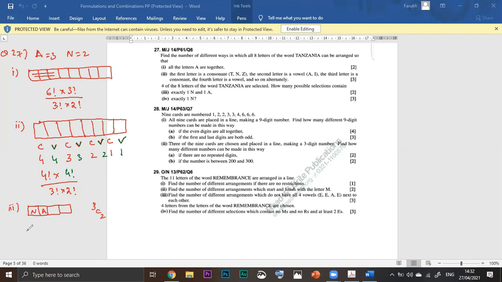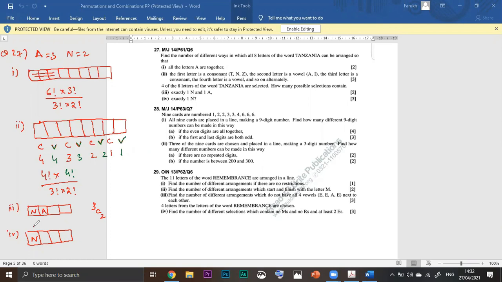Josefa, any problem? No sir. Okay. Now the next part. There should be one N. One N is fixed. Now we will draw the cases in which there is one A, there are 2 A's, and there are 3 A's. One N is fixed.